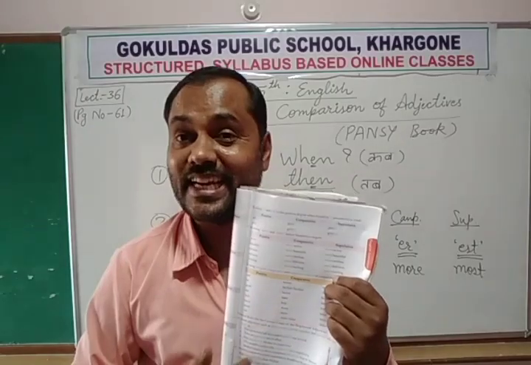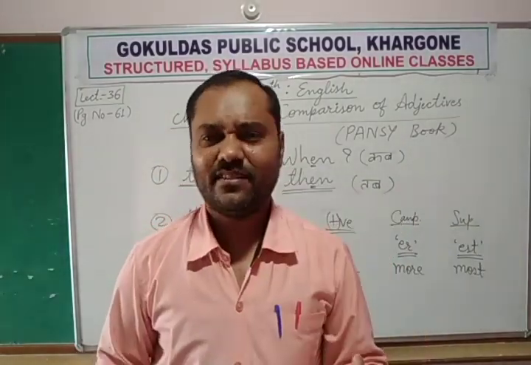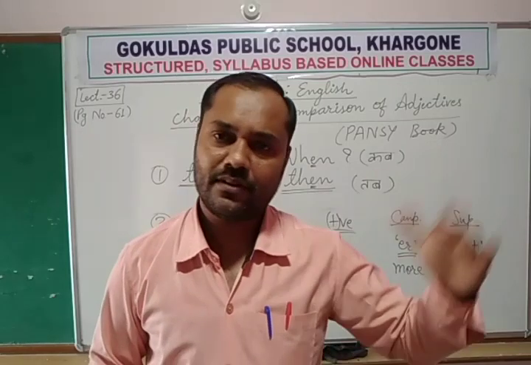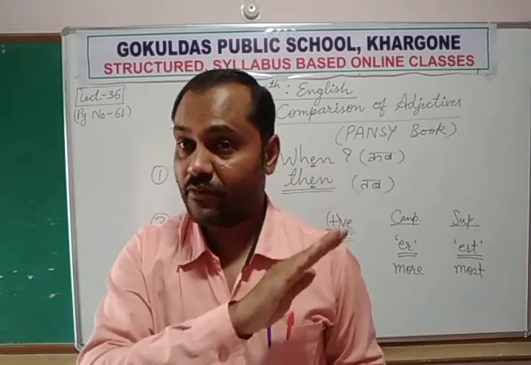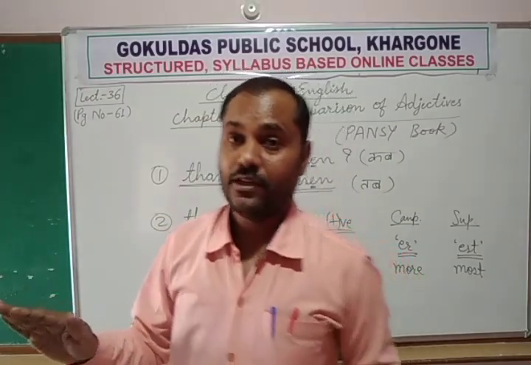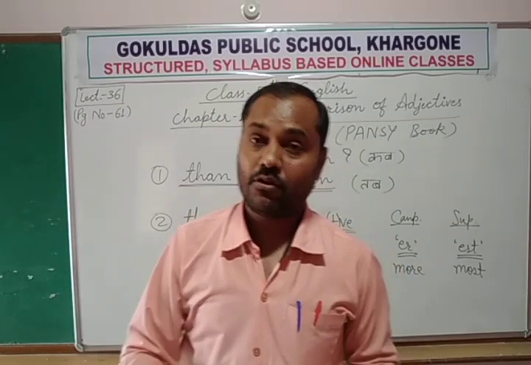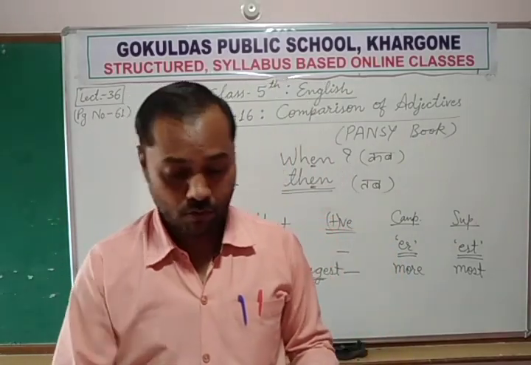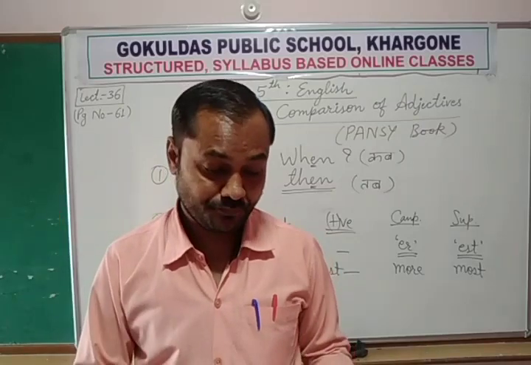But what is irregular? Irregular means they are different for the different adjectives. So these are called irregular. They don't have any regularity. We cannot follow a common rule for all. That's why they are called irregular comparatives.